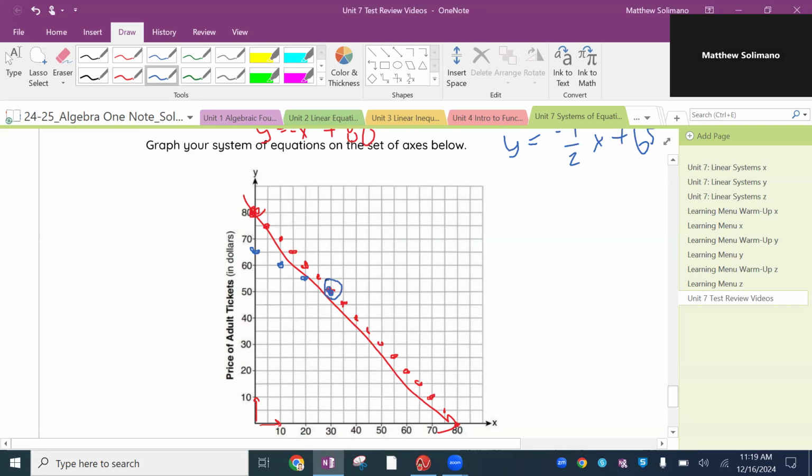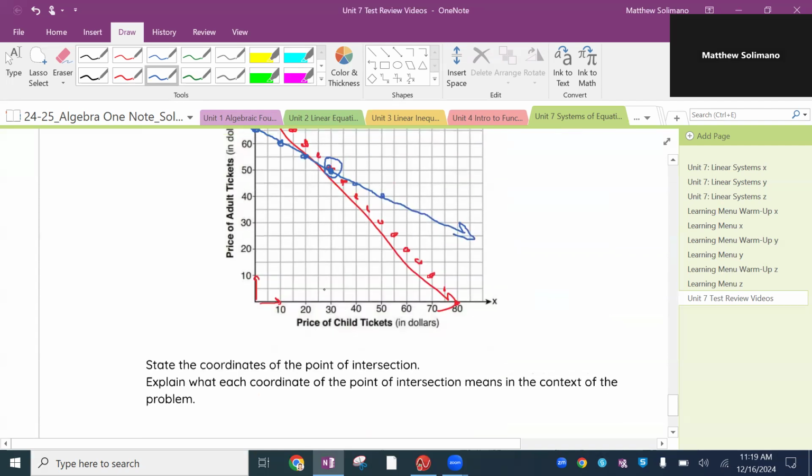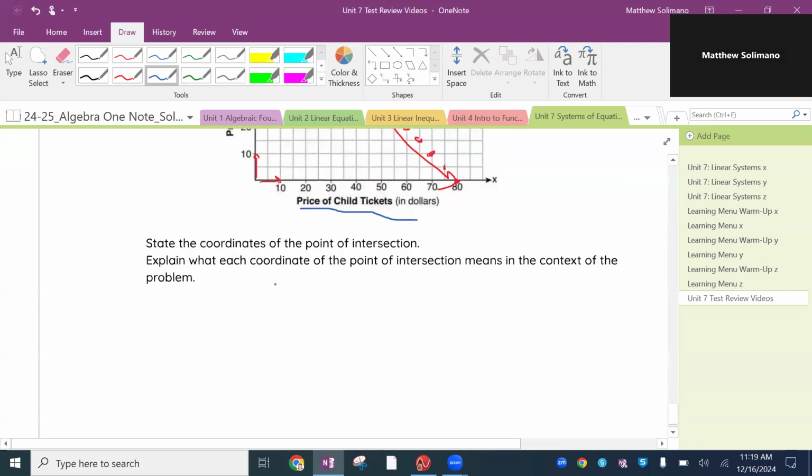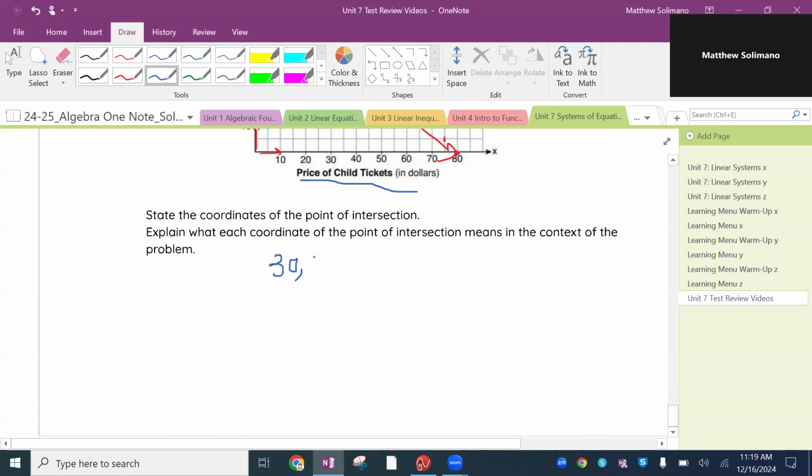So here's my key point. Down 1 over 2, right? If we want to keep graphing this, down 1 over 2. So this line looks like this. State what the coordinates of the intersection are. So it is 30, and that's the price of child tickets. So it's 30, comma, 50, price of adult tickets.